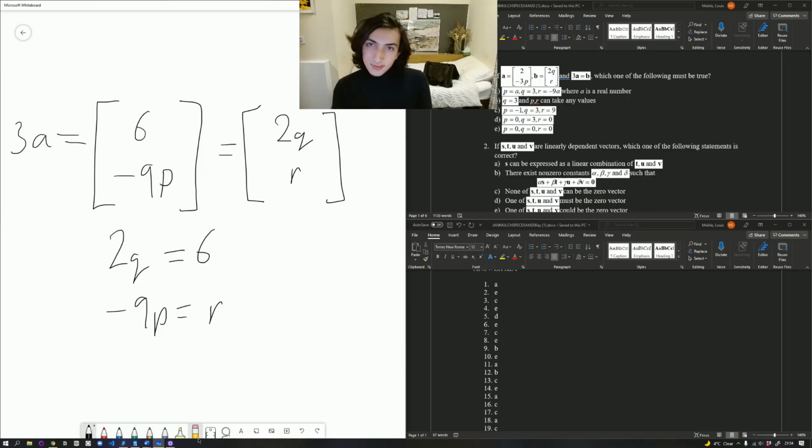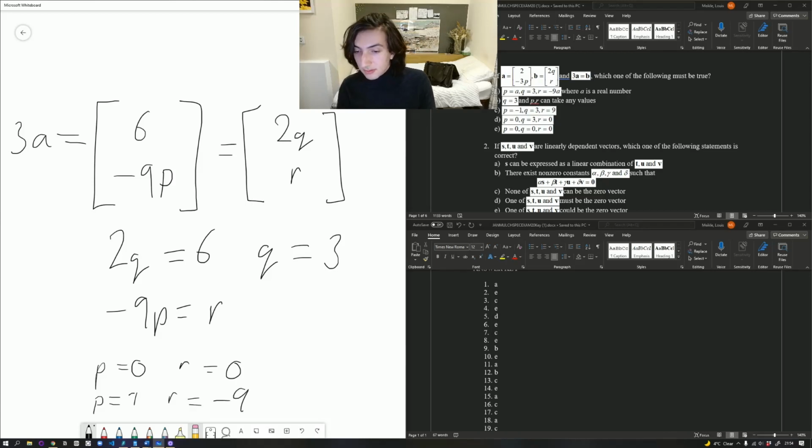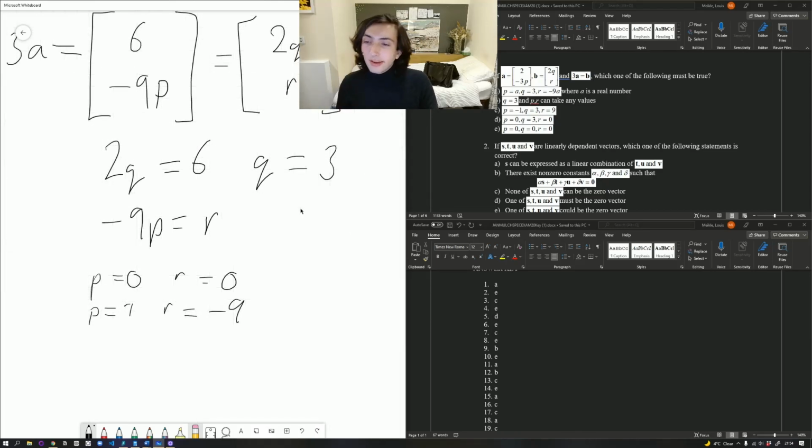Now, first things first, we can essentially say that Q is 3. That's a very easy thing to say. So we know that either A, B, C, or D will work. Now, for P and R, there are a lot of cases that could work. It could be P equals 0 and R equals 0. That's perfectly fine. It could be that P equals 1 and R equals minus 9. There's tons of options. But the main thing here to recognize is that R is equal to minus 9P and P is equal to P. So functionally, we're essentially just saying that R is minus 9 times P.